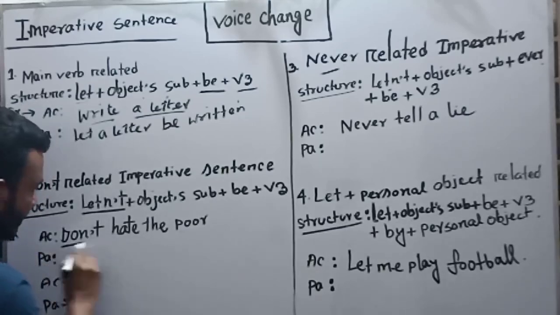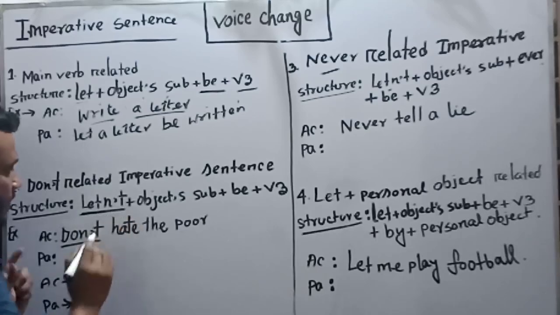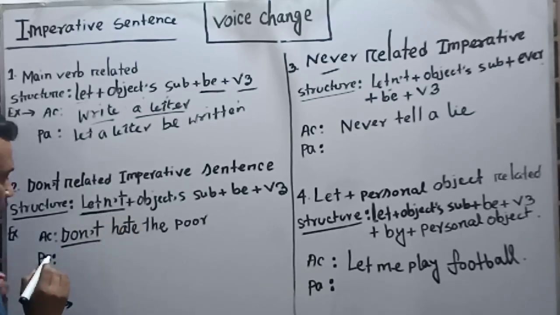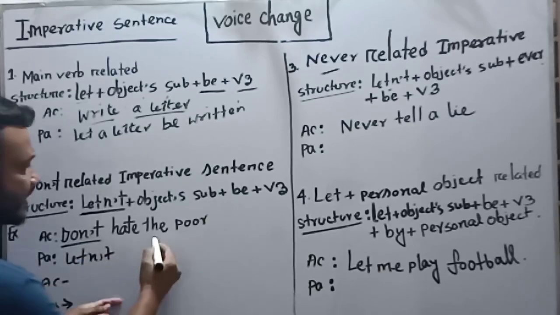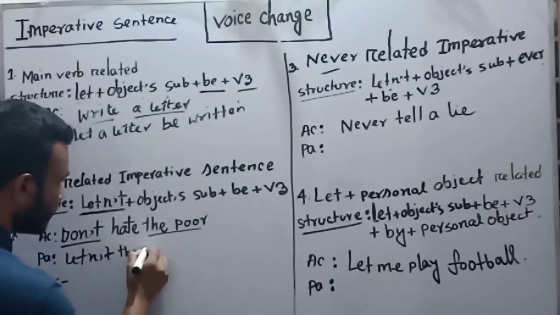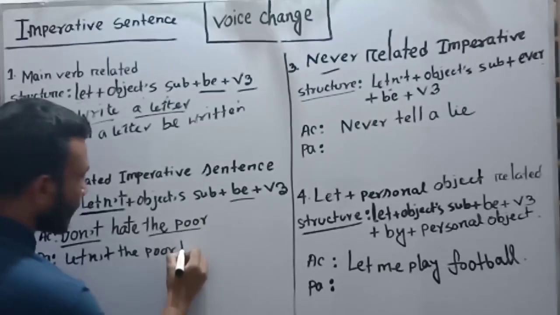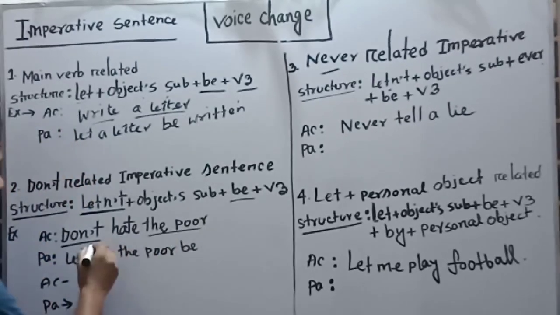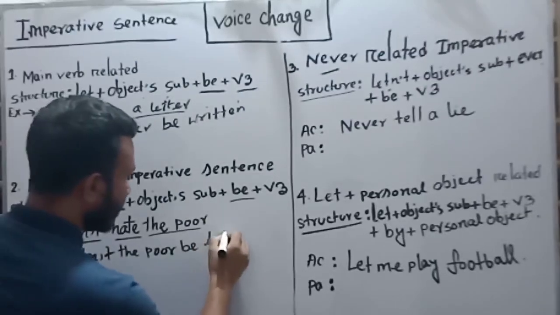So look at the sentence. The sentence has started with don't. So your duty will be making this sentence passive. You will write your passive sentence by let not, and make the object into subject, the poor. The poor will be here. Then put be. At the end of the sentence, verb will be past participle form. Hate is your main verb, it will be hated.